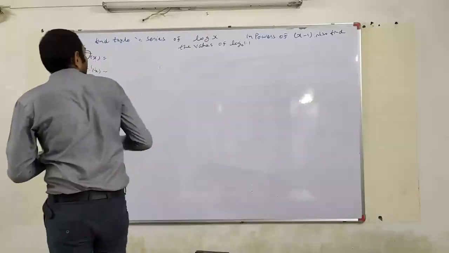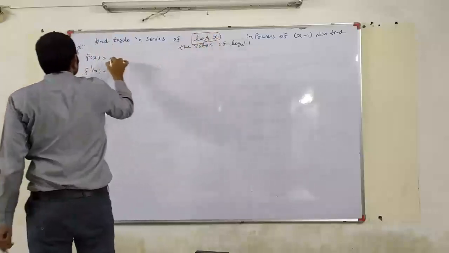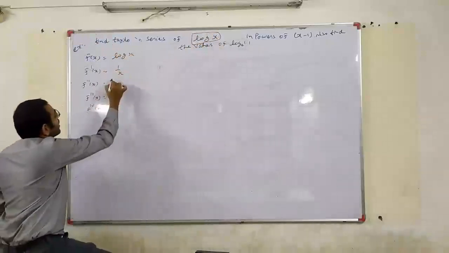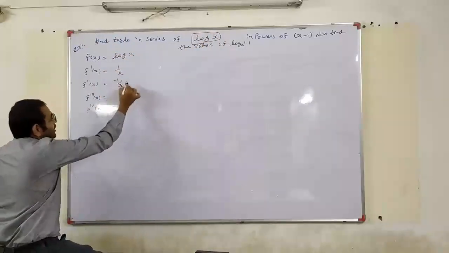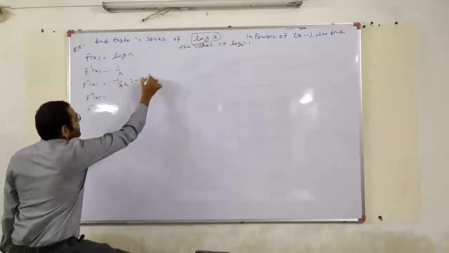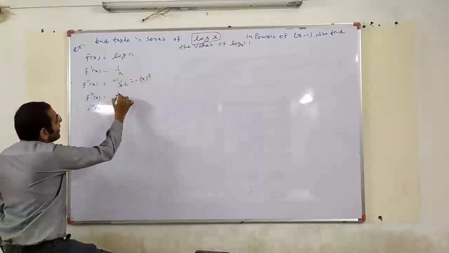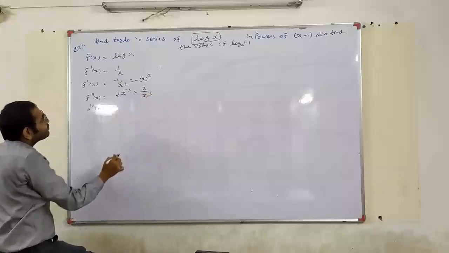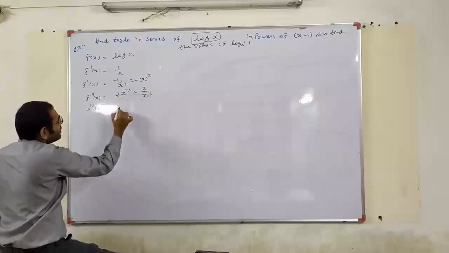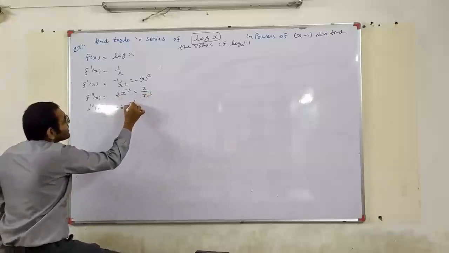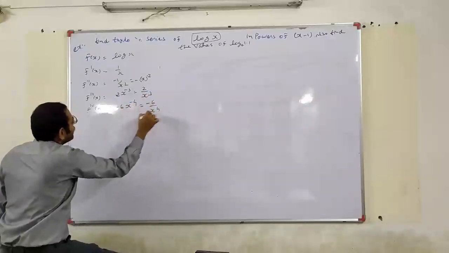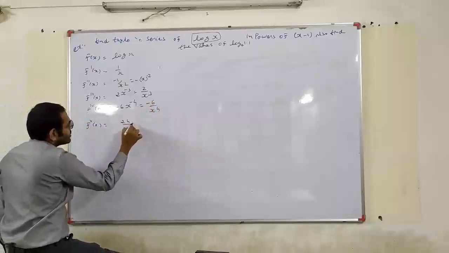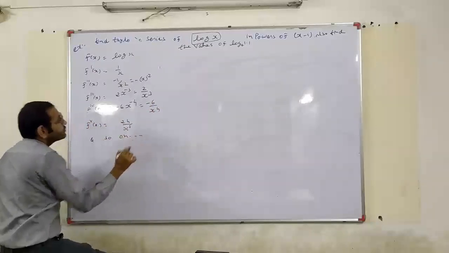First of all, log x is our function. The derivative of log x is 1 upon x. Again the derivative is minus 1 upon x square. Again, we can write minus x raised to minus 2, then the derivative is 2 by x raised to 3. Again the derivative is minus 6 x raised to minus 4, that is minus 6 upon x raised to 4. The fifth derivative is 24 upon x raised to 5, and so on.